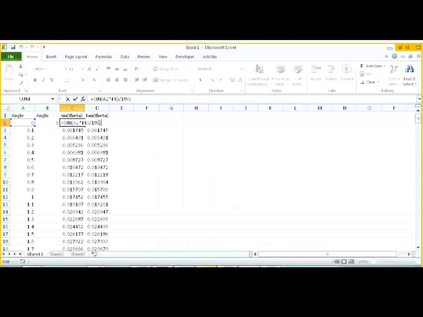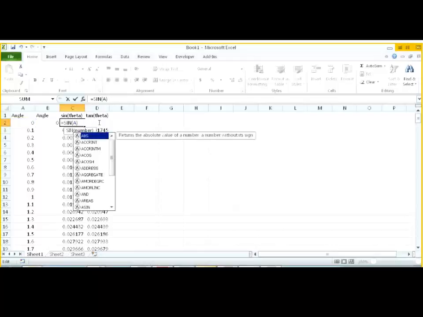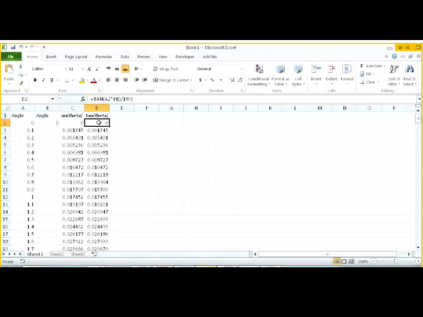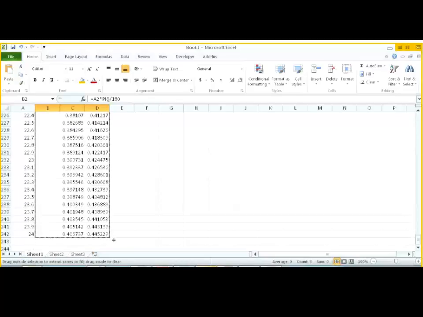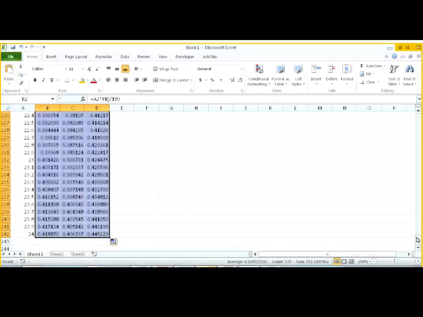Okay. Now we're going to rewrite that as just the sine of B2. And this will be equal to the tangent of B2. Okay. So 0, they're all 0. Okay, now we're going to copy that down. Okay, so there we go.